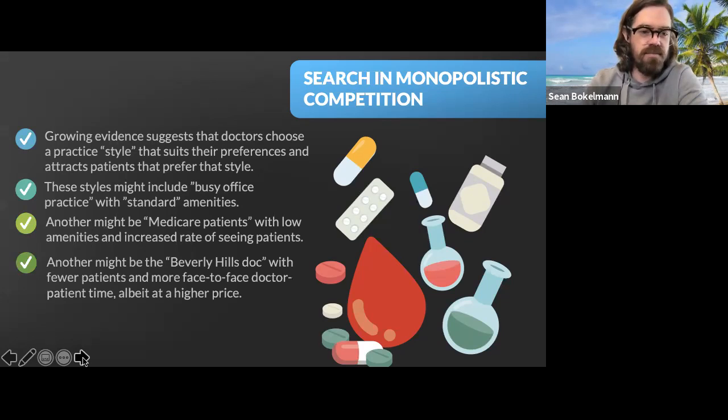Yet another style might be the so-called Beverly Hills doc. And this type of style might be a doctor where they see fewer patients, and therefore they have more face-to-face time with the patient. But of course, this comes at a higher price for the patient. So these are just some examples. These aren't official styles or anything, but just some potential examples of styles, right?